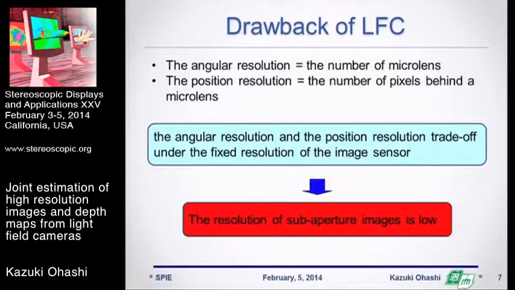In light field cameras, the number of micro-lenses corresponds to the position resolution, and the number of pixels behind the micro-lens corresponds to the angular resolution. Thus, the angular resolution and the position resolution trade off under the fixed resolution of the image sensor. So the resolution of sub-aperture images is low. For example, in our case, the resolution is 325 by 377. This is the main drawback of light field cameras.